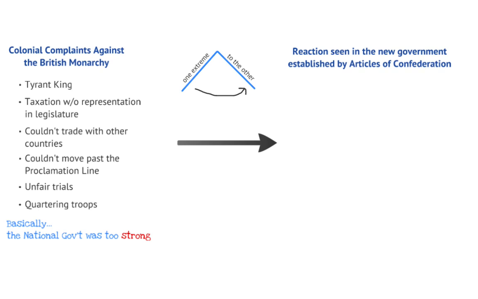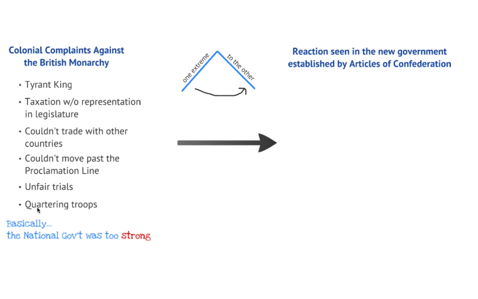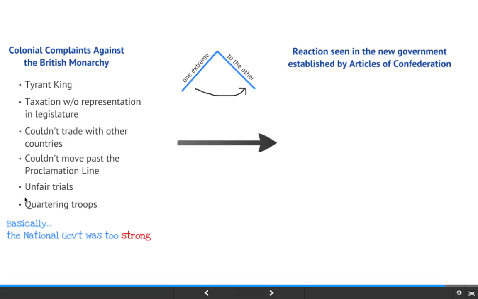It is too strong. So I want you to write this. Basically, the national government, underline that, is too strong. There's a national leader who has too much power. The national government is taxing them too much. The national government says they can't trade with other countries. The national government says they can't move west. The national government has unfair trials. In fact, it doesn't even give them a trial in certain cases. And the national government's military is being forced to stay with them in their houses. Okay, so these are the complaints of their old government.